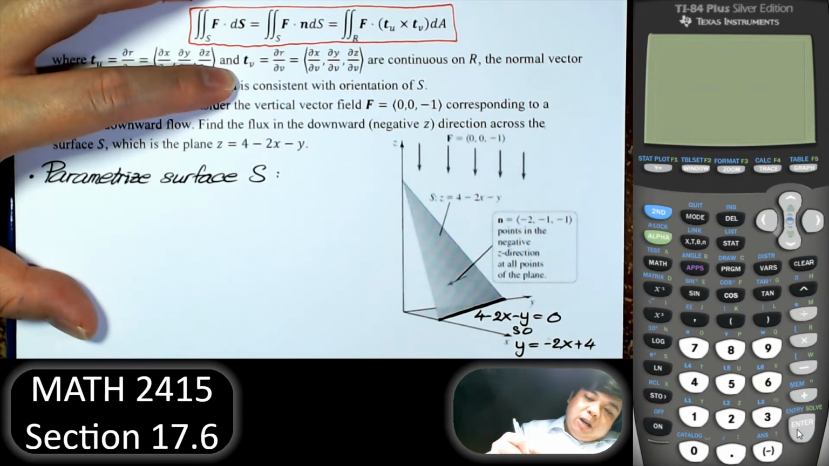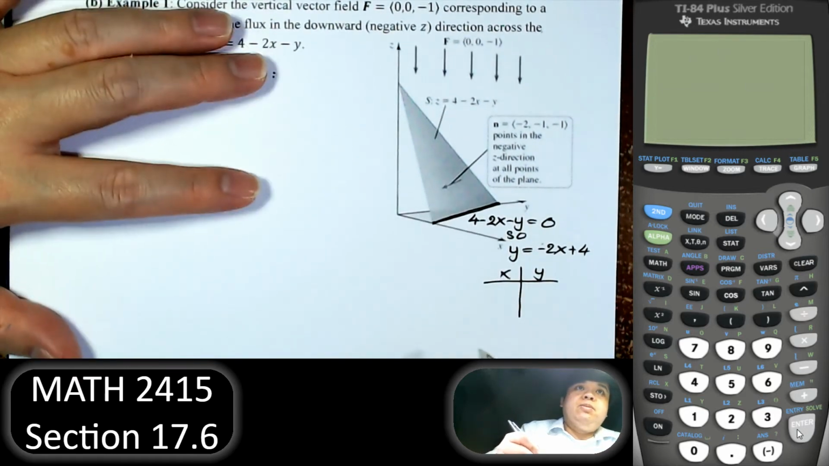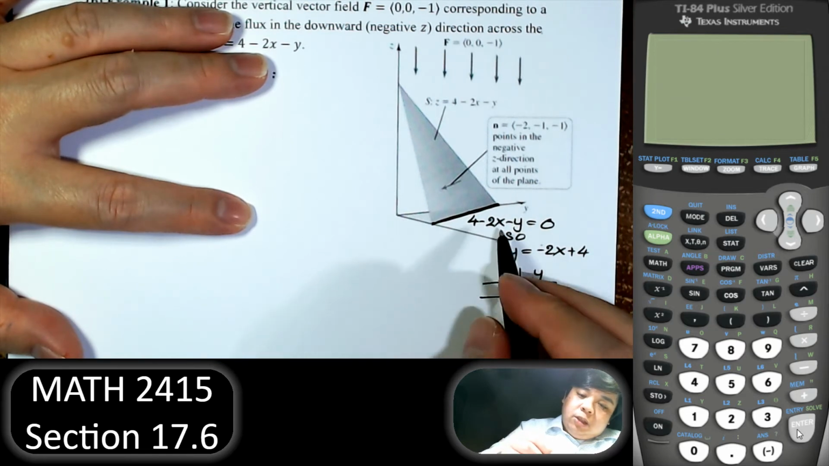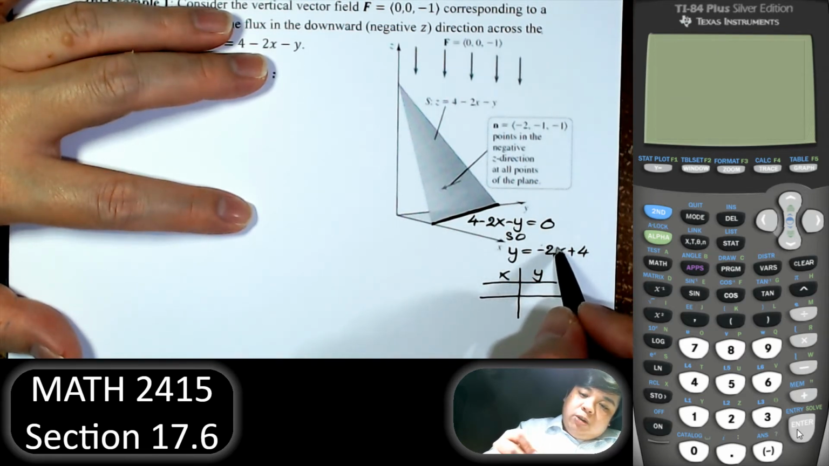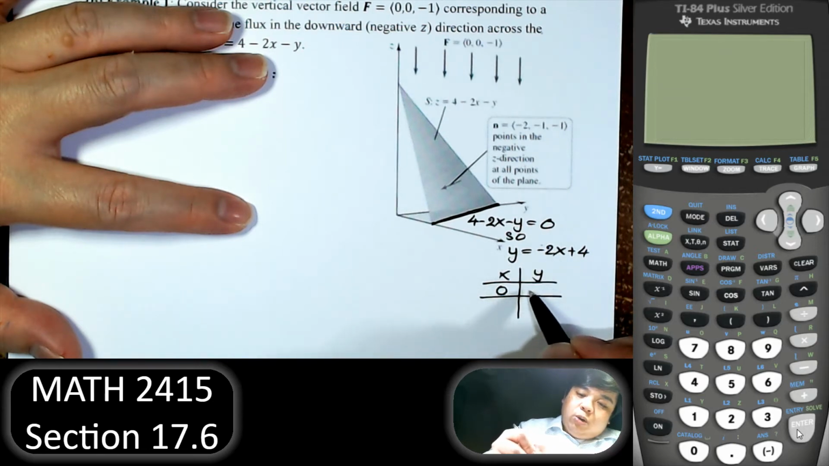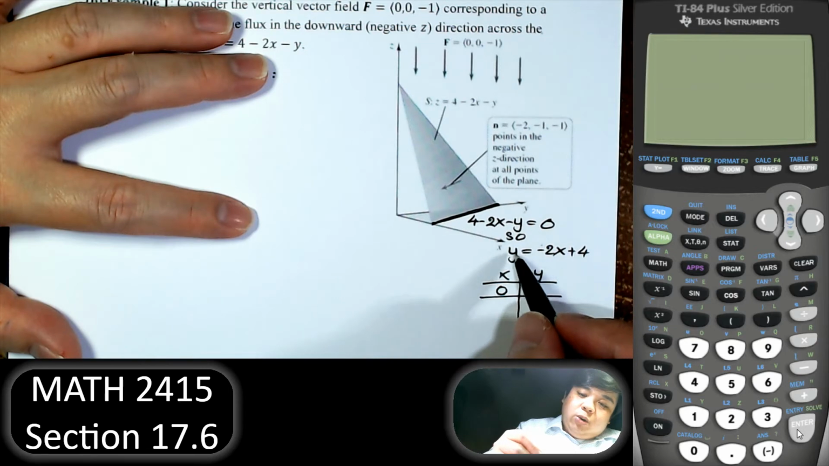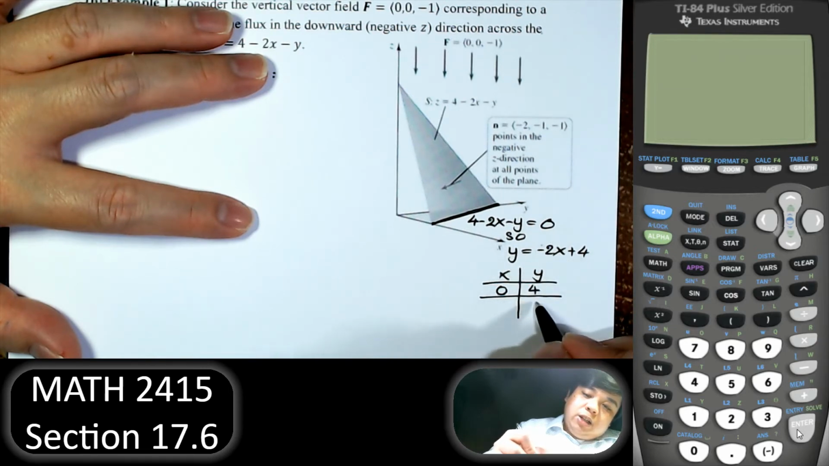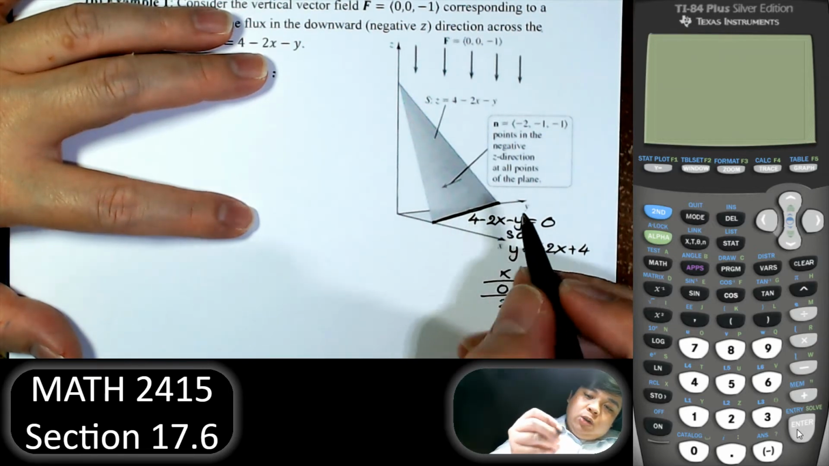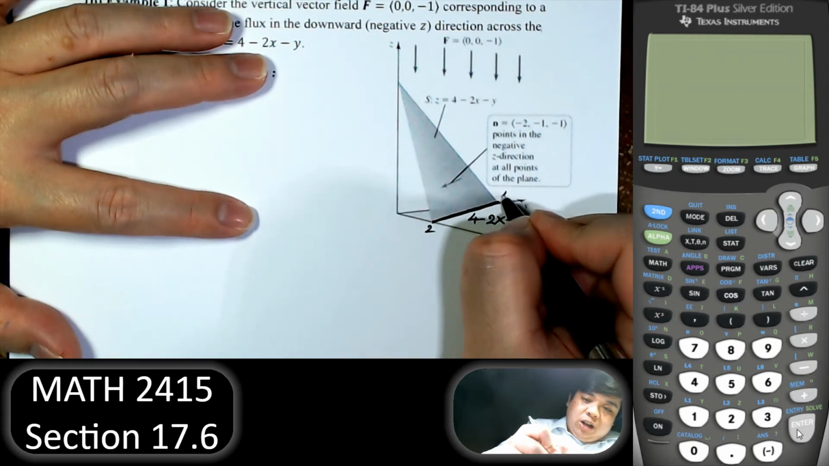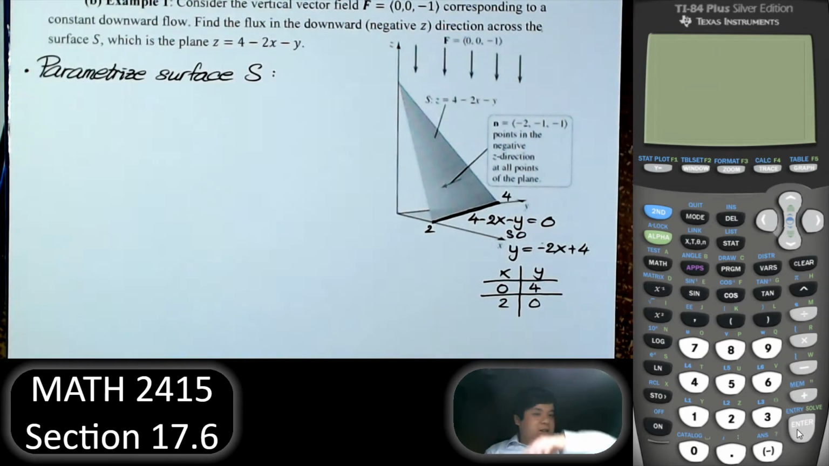Meaning if we have the table of x and y, when x equal to 0, y equal to 4, and when y equal to 0, x equal to 2. So on the x-axis there is 2, and then on the y-axis there's 4. At least we have that.